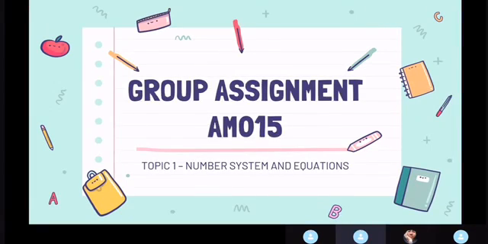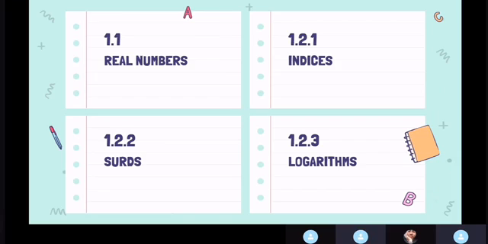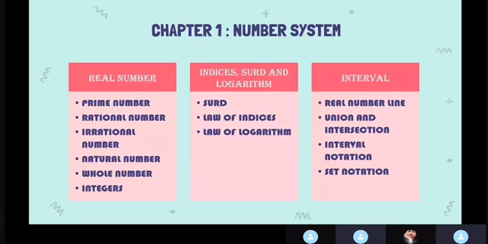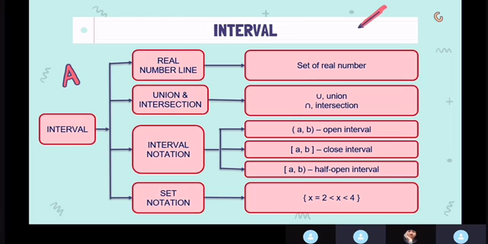We are going to do a discussion about chapter 1, number system and equation. This chapter has two parts, which is real numbers and indices, surds and logarithms. In real numbers, there are 6 types of numbers, which is natural numbers, prime numbers, whole numbers, integers, the rational numbers, and the irrational number. Next, we go to the interval. We have 3 parts. First, the real number line, union and intersection, and interval notation.